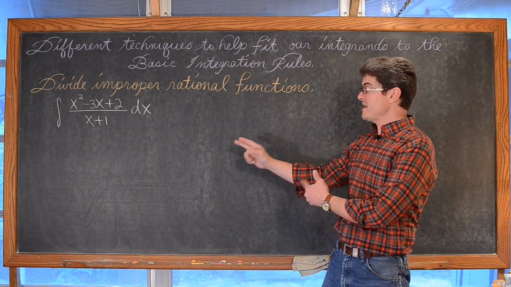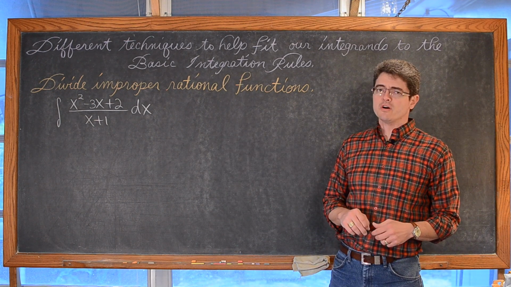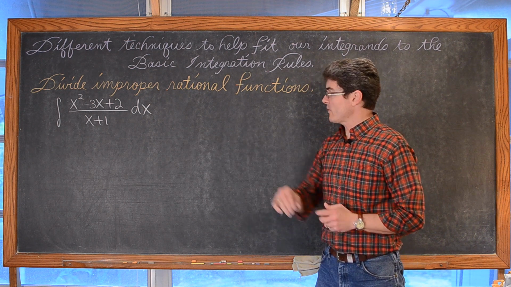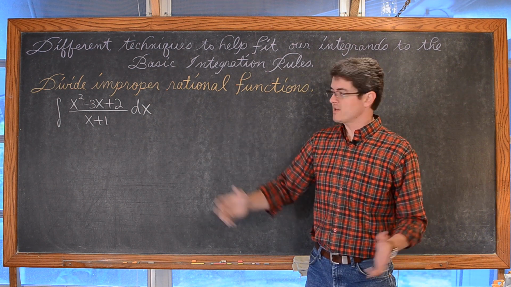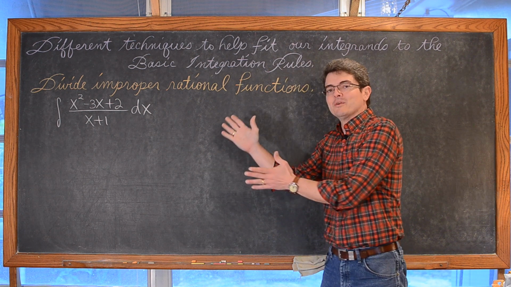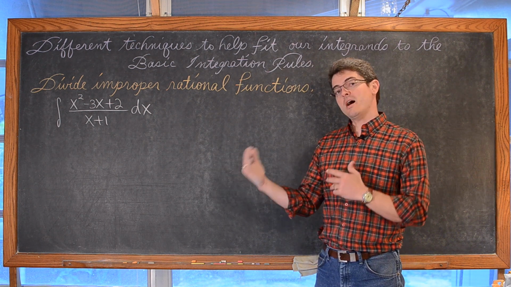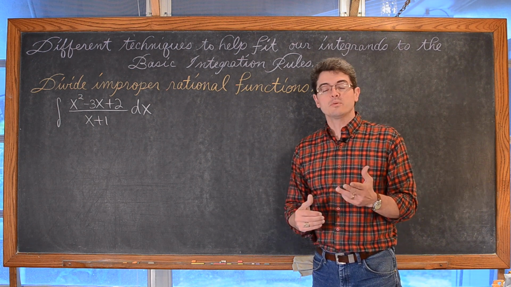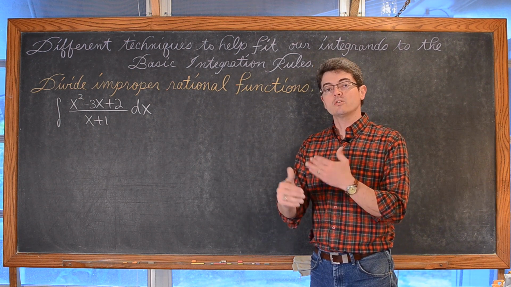On to the next example. Next, we're going to be taking a look at dividing improper rational functions. Again, we have a rational function. It doesn't have any transcendental functions in it, and it's not irrational, but our numerator has a degree which is higher than the denominator. And very often with these situations, we needed to do long division.